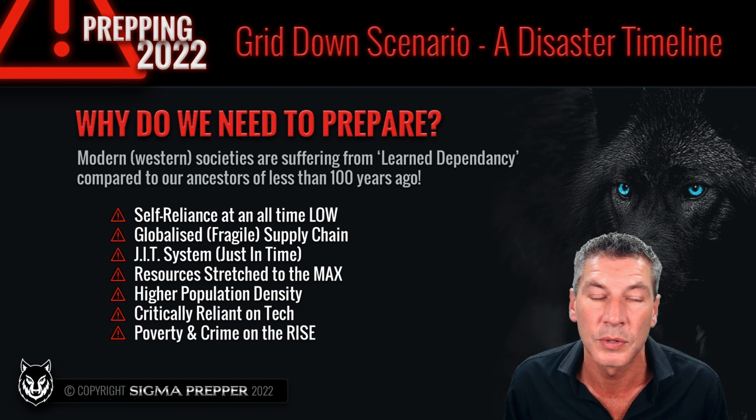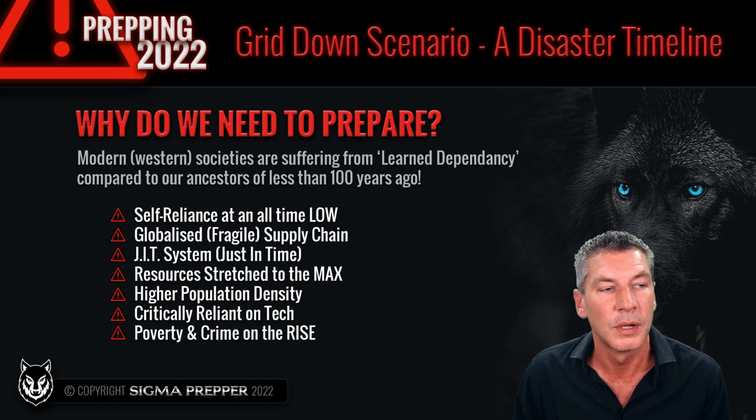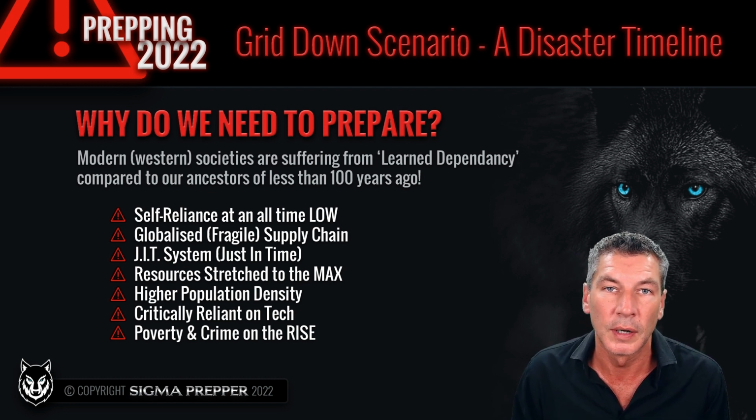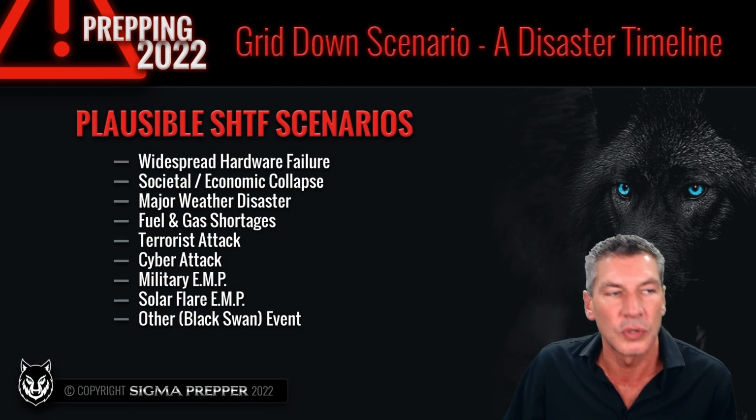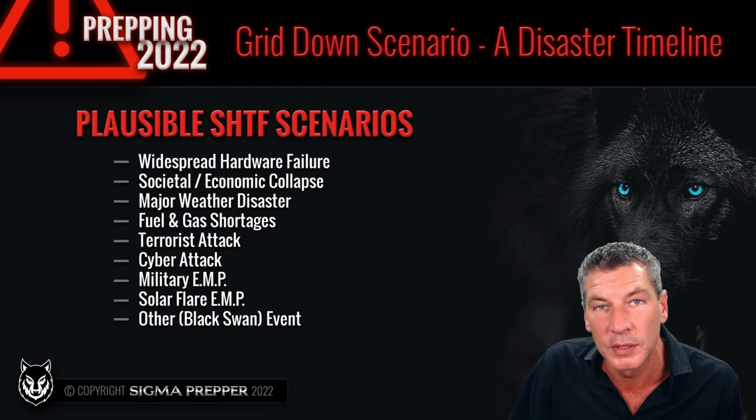And if you joined in with episode 1, we went through this in detail. And as you can see, it's that sort of learned dependency that's made us just rely on the system so much that when that system collapses, there's just not really much left. So these are the sorts of plausible SHTF scenarios that face us right now.